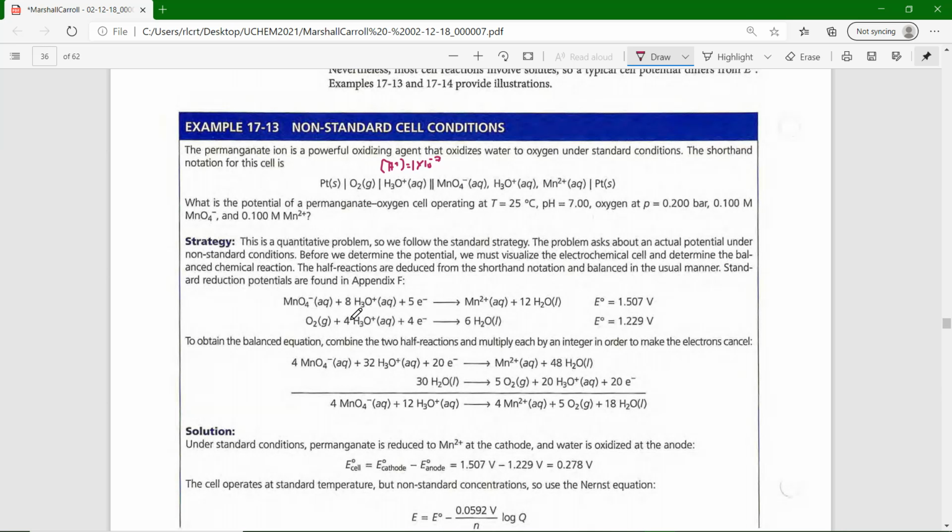So MnO4 minus is the manganese being reduced, and there's my E naught from data in Appendix F. Oxygen 0 here, minus 2. So if manganese is reduced, something has to be oxidized here. Well, this is 0. This is minus 2, so this is reduced. So how can they both be reduced? Something seems odd here. Are we missing something in here?